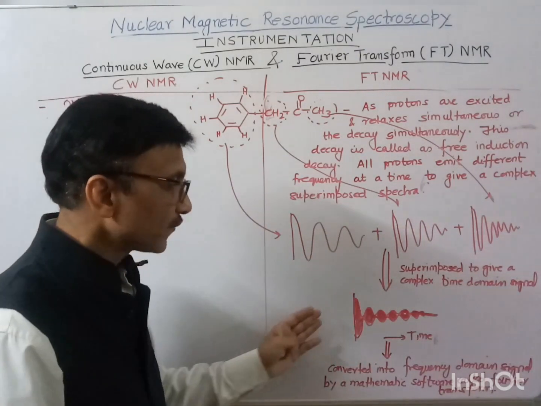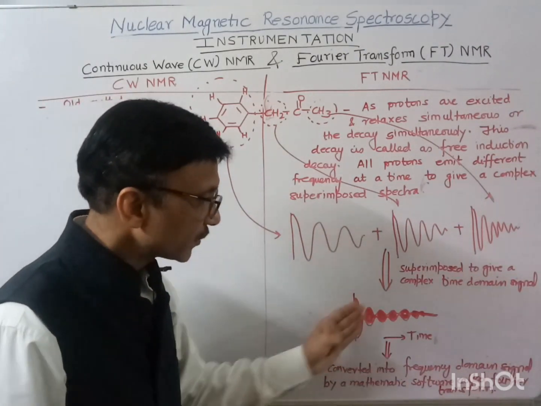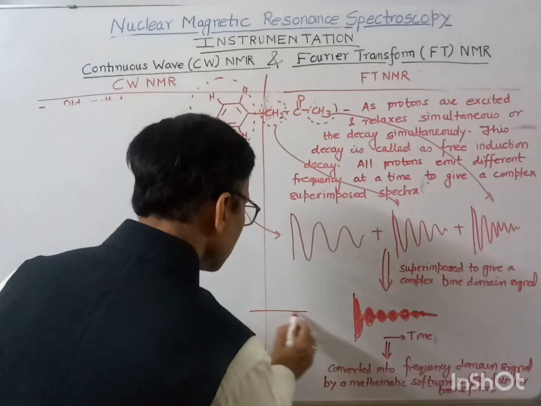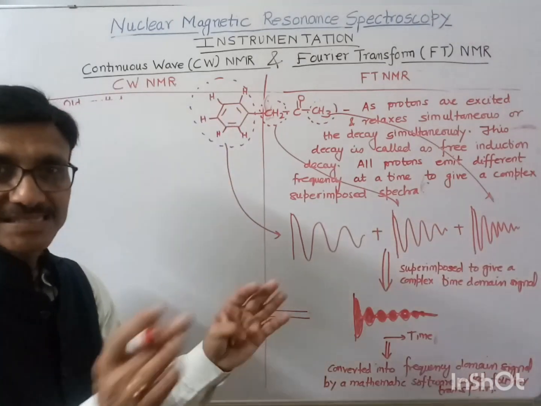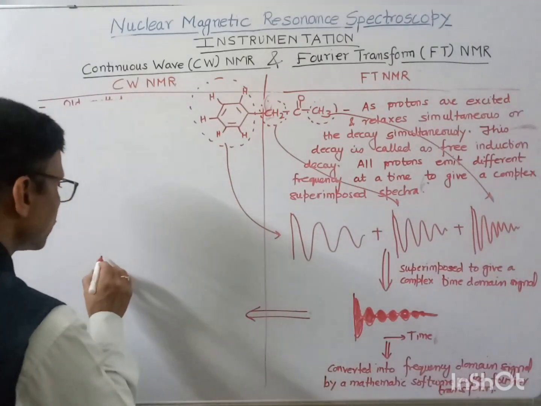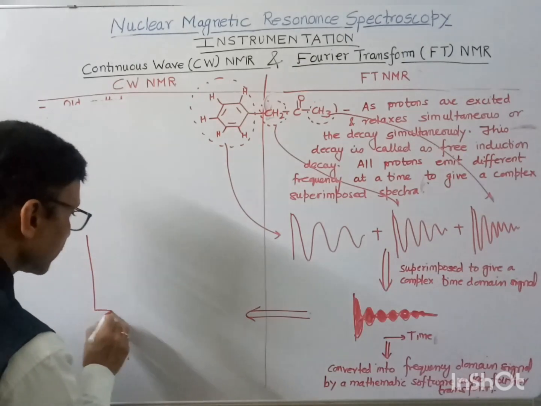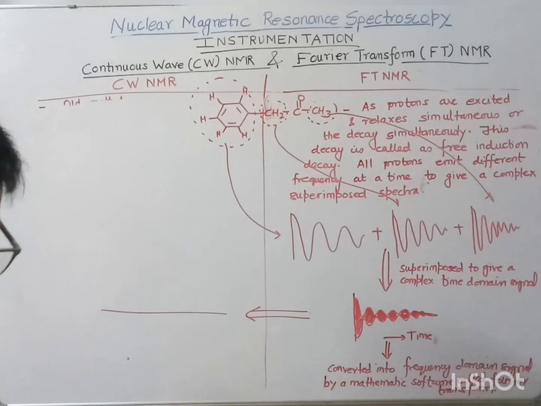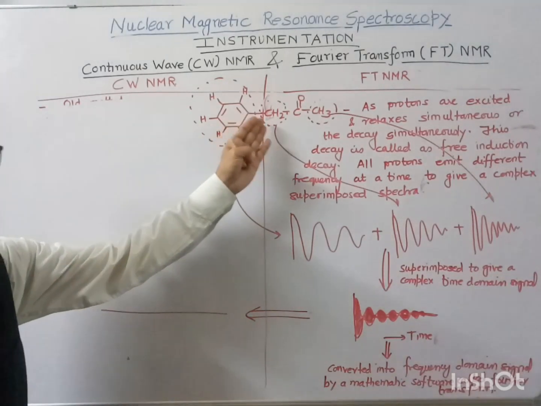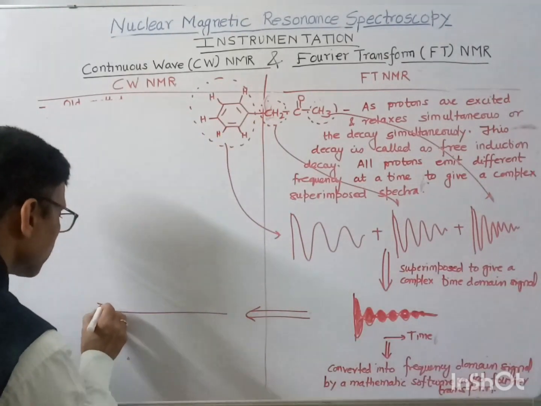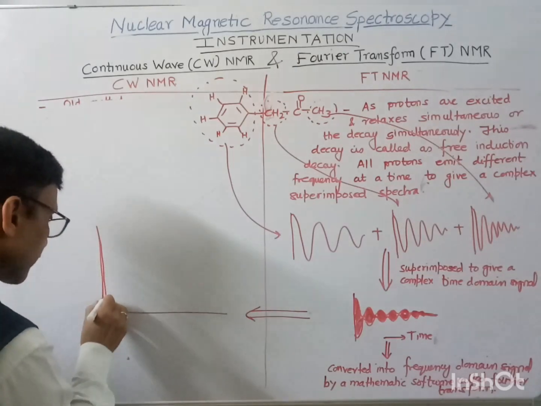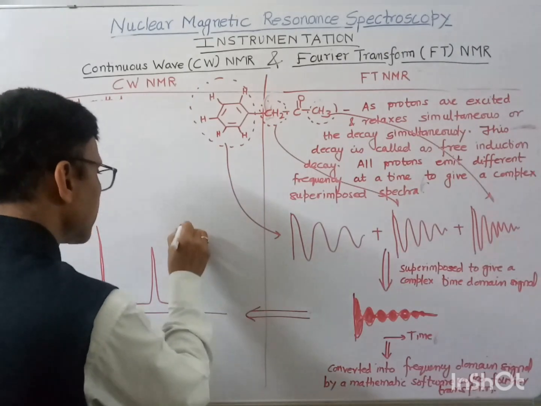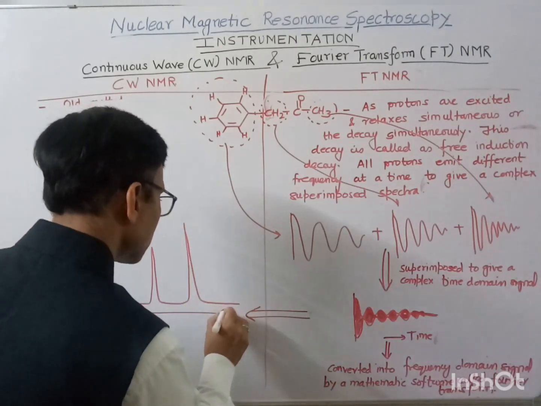So after conversion, all the frequencies were overlapped with each other, and now the frequencies will separate out. After they separate out, we will get a separate signal due to each of these three different kinds of protons. So one signal is like this, another is like this, and the next one is like this. So these three signals are obtained.